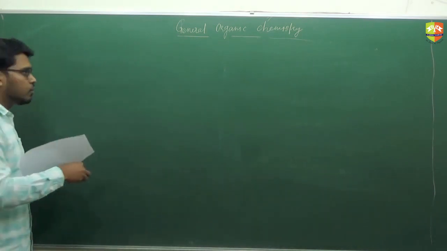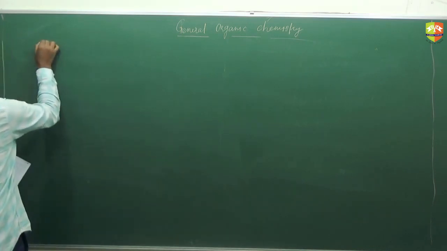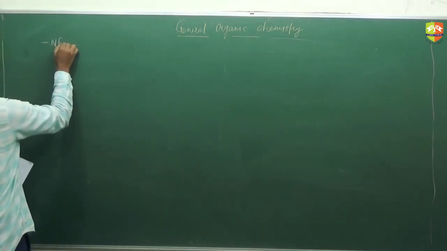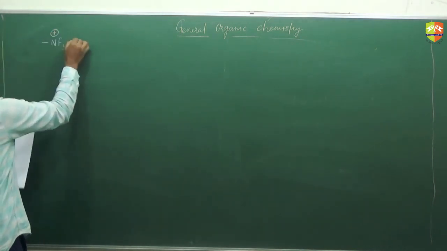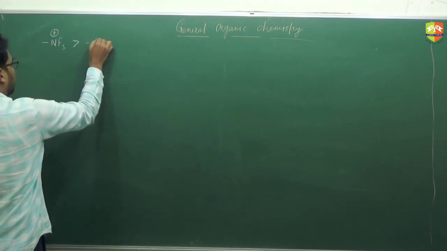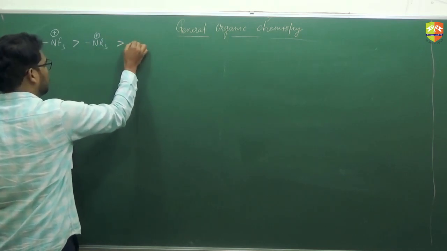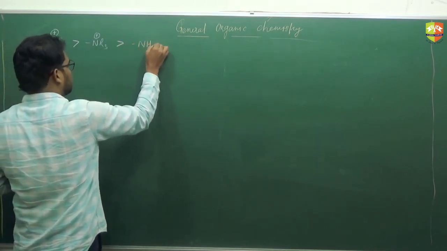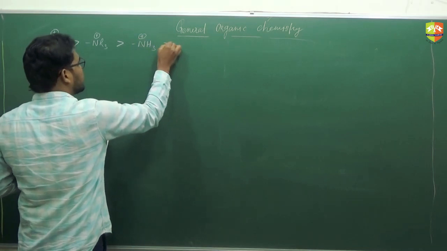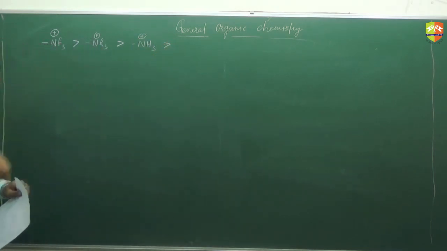NF3 plus is the most electron withdrawing group. NF3 plus has the maximum electron withdrawing nature. And then we have NR3 plus, NH3 plus. So what is R? R is an alkyl group. Alkyl group. So see the order right now, I am just copying.